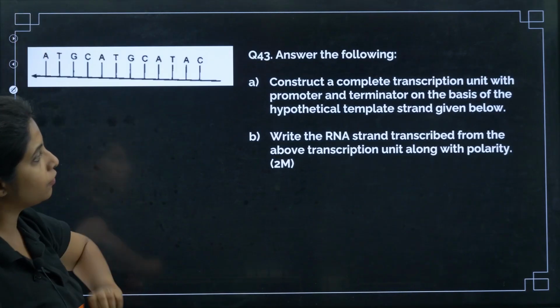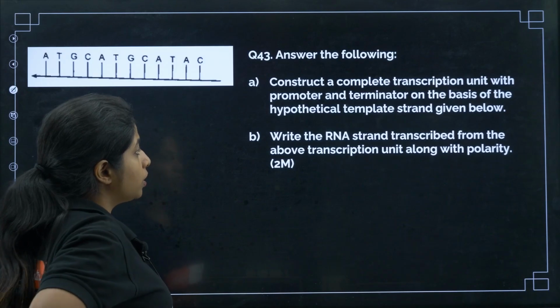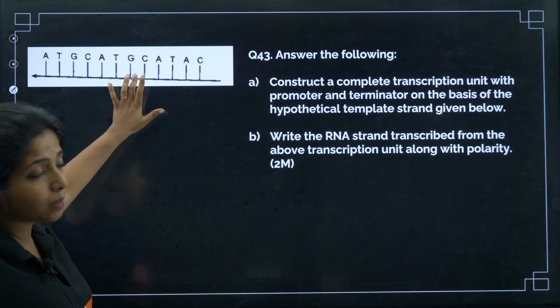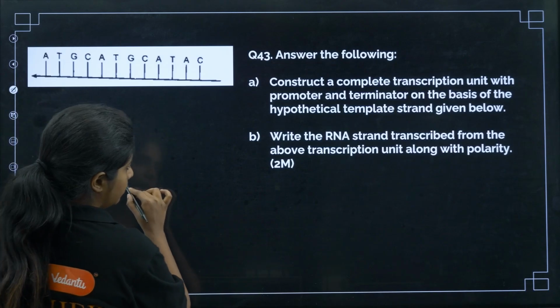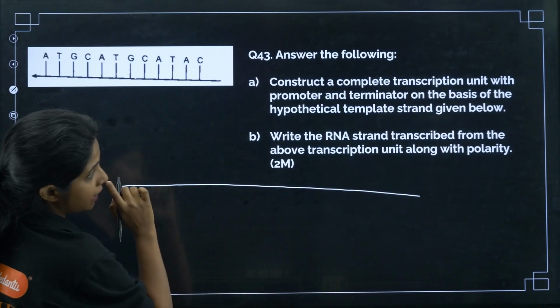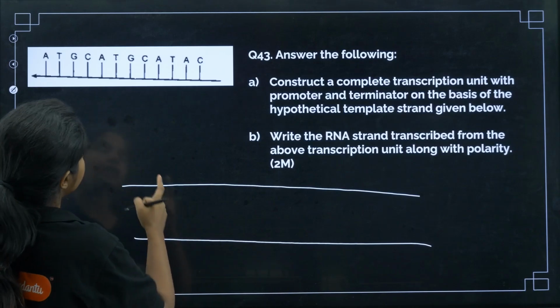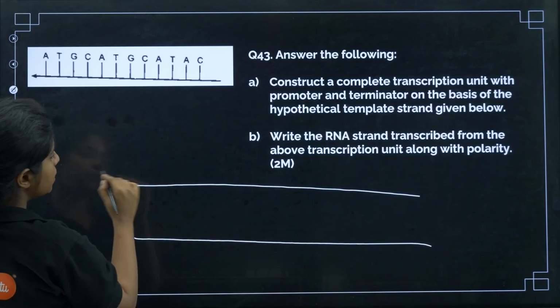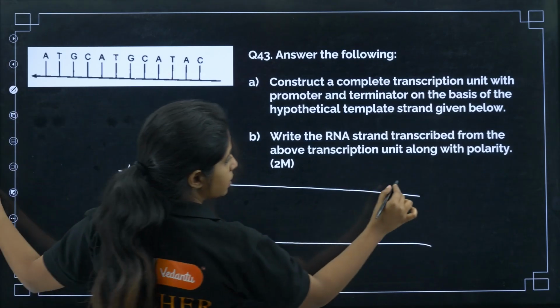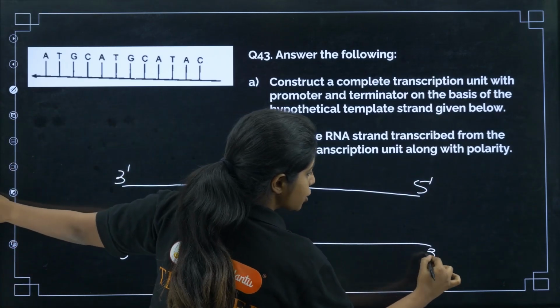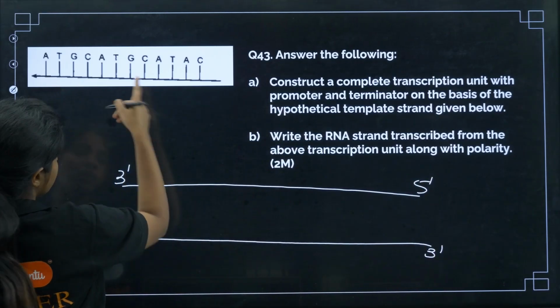Next question. Answer the following. Construct a complete transcription unit with a promoter and terminator on the basis of the hypothetical template strand. This is a template strand, my dear children. Now over here, listen. This is DNA. In DNA only you have a template strand and the other strand. When the arrow goes like this, that means this is the 3' end and this is the 5' end. The opposite will be the 5' end and this will be the 3' end. Cool. Now, over here I have to write all this.